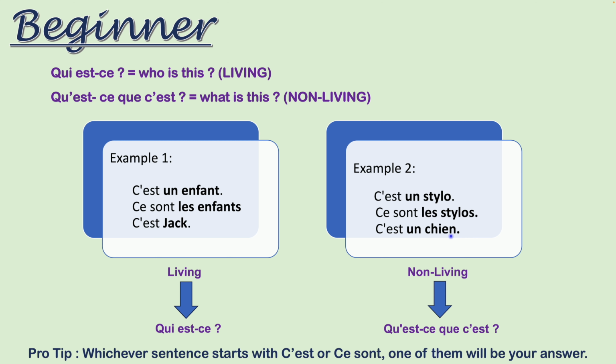A pro tip: whichever sentence starts with c'est or ce sont, you have to use only one of these questions. You can't use any other question, right? So whichever sentence starts with c'est or ce sont, you have to use one of them. Depending on if they are living, you have to use qui est-ce, and if they are non-living, you have to use qu'est-ce que c'est, right? Let's move on to the next level.